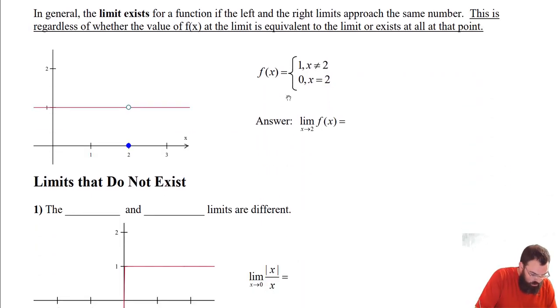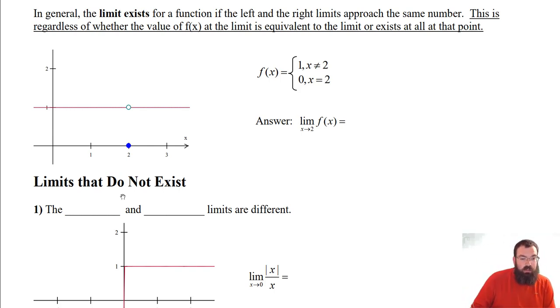Okay, in general, the limit exists for a function if the left and right limits approach the same thing. So that's what I just talked about. If they're approaching the same thing, boom. If they're not approaching the same thing, that's wrong. This is regardless of whether the function is defined or the limit is equivalent at that point. So if it's an open hole, as long as they're condensing to the same value, that's okay.